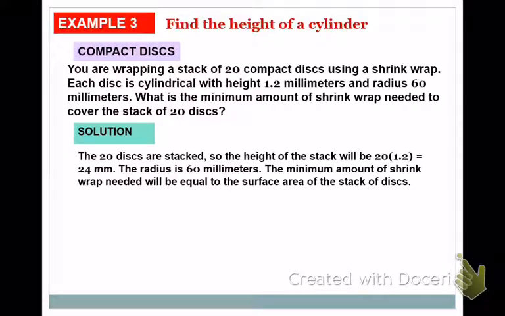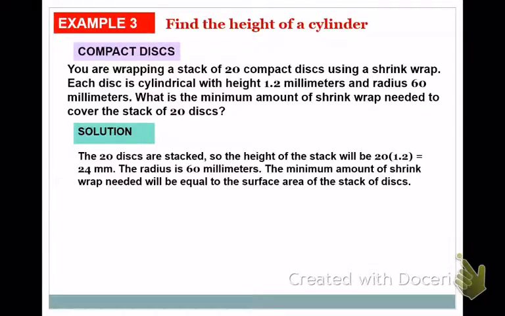So the height of the stack would be 20 times the thickness of a disc. 20 times 1.2 is 24. The radius is 60 millimeters. So the minimum amount of shrink wrap would equal the surface area of the stacked discs.